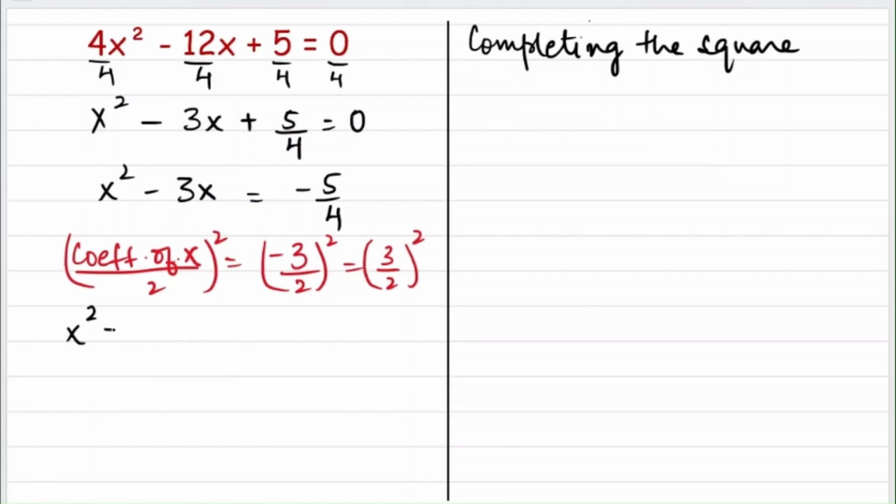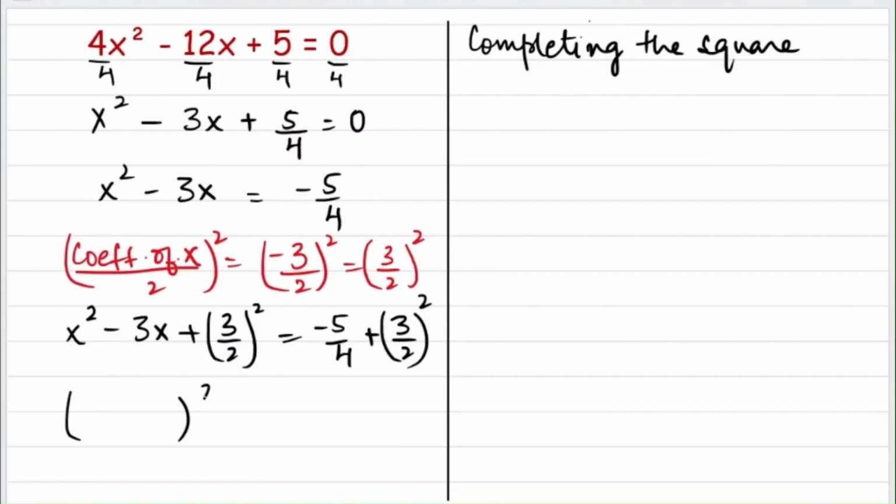So let's do that. x square minus 3x plus (3 over 2) whole square equals minus 5 over 4 plus (3 over 2) whole square. Now, this left side is the perfect square of the binomial. Which binomial? It's the perfect square of x minus 3 over 2. Whenever you have minus over here, it's always minus. If it is plus, it would be plus. So I have written my left side of the equation as the perfect square of x minus 3 over 2. That's why this method is called the completing the square method.